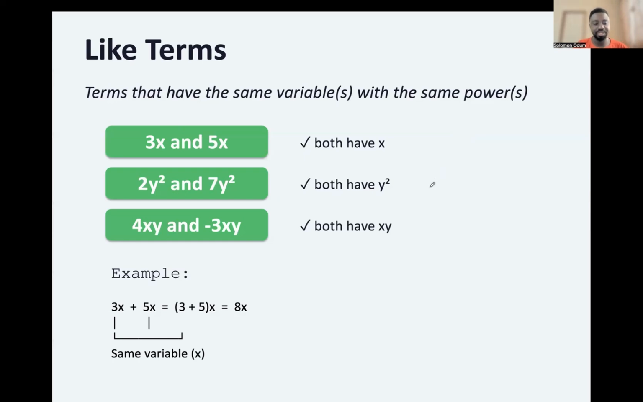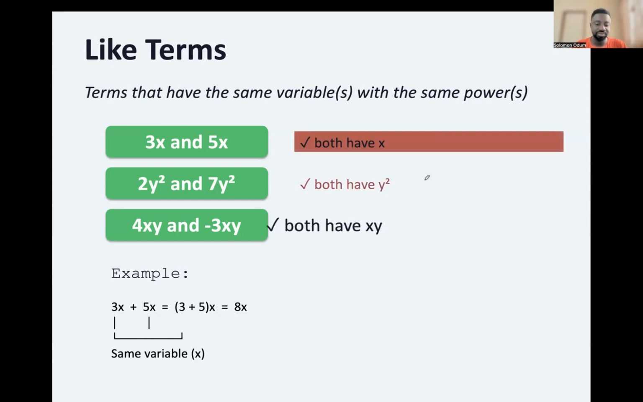Another example is 2y squared and 7y squared. They have the same variable y, and the powers are also the same. That is the reason they are like terms. Now we have 4x and negative 3xy. These have different variables, x and xy.